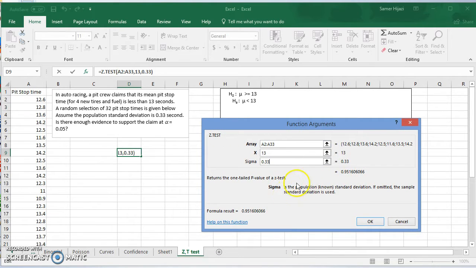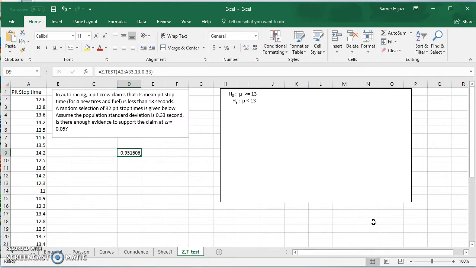One of the key things here is that Excel doesn't have a function called T.TEST. But if you look at the description, it says if sigma is omitted, which means you leave it empty, the sample standard deviation is used, which means it's going to perform a t-test instead of a z-test. Once we enter the data, the test value, and the standard deviation, you can see this is the p-value, but it is the p-value to the right of the z-value we're looking for.